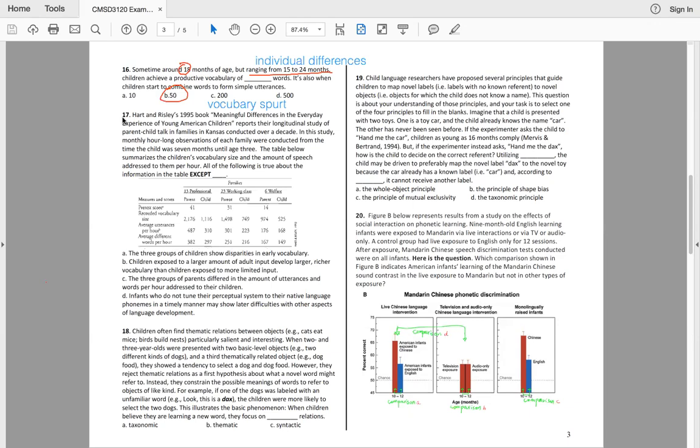17. So this is a study based on the 1995 study, and so we need to look at this figure and see what this figure tells us about vocabulary development in these children. So look at A, the three groups of children. We see group one, professional background, high SES background, working class background, and welfare background. So these are the three groups of children.